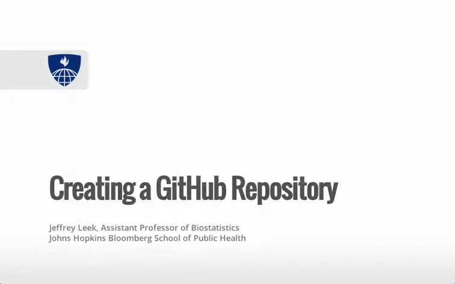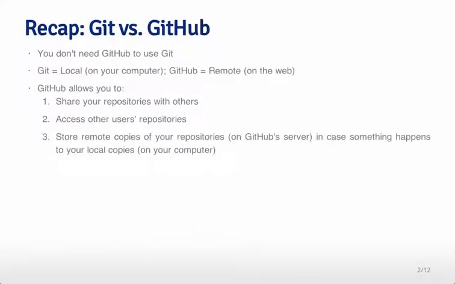In this lecture, we'll cover one of the most fundamental things that you can do with GitHub, which is creating a repository or a repo. So just a recap to refresh your memory. We have two pieces of software that we've talked about. Git is a piece of software that allows you to do version control of documents on your local computer.